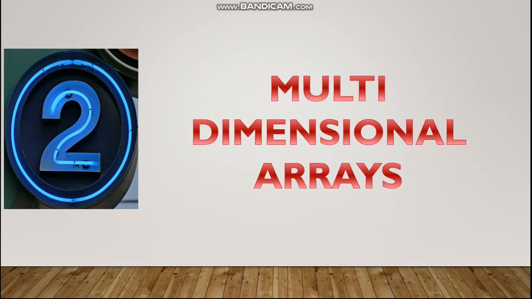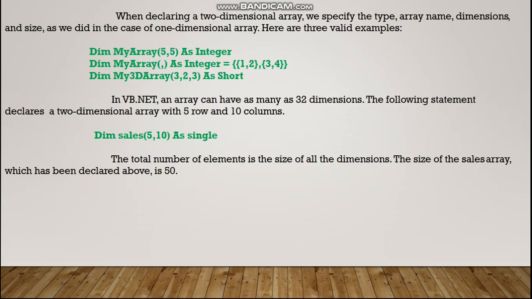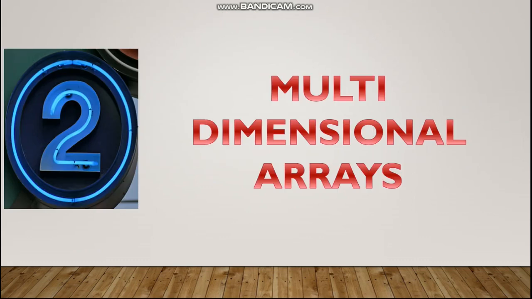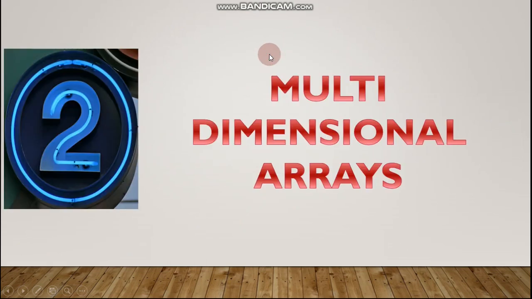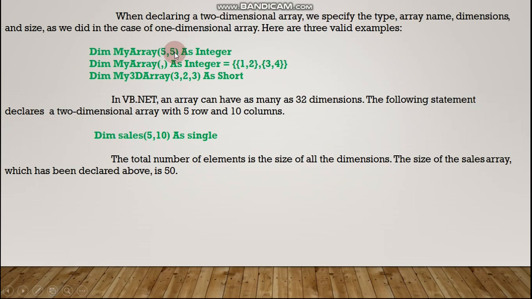The second one is the multi-dimensional array. When declaring a two-dimensional array, we specify the type of the array, then the array name, then the dimension, then the size, the same as in the one-dimensional array. The following example: Dim myArray(5, 5) As Integer. In the previous one, we could use only one value within the brackets. Here we can use two values, 5, 5, so it is a two-dimensional array.